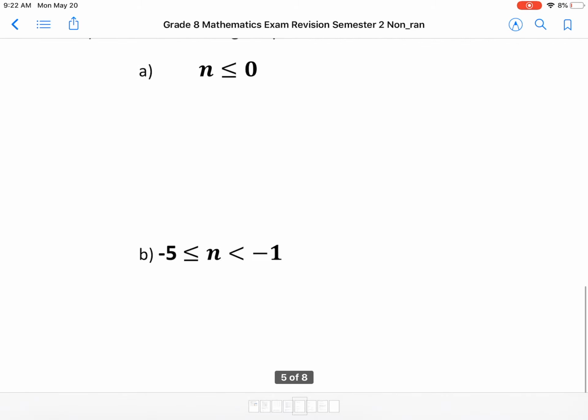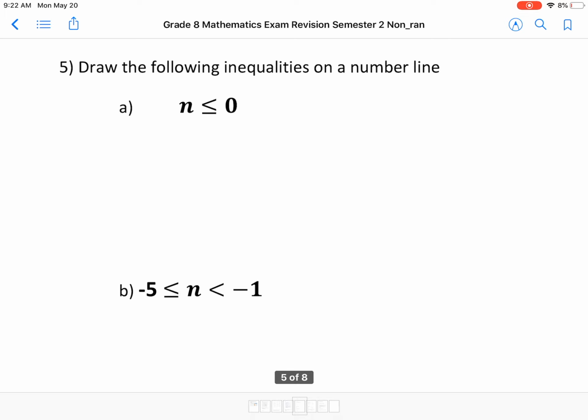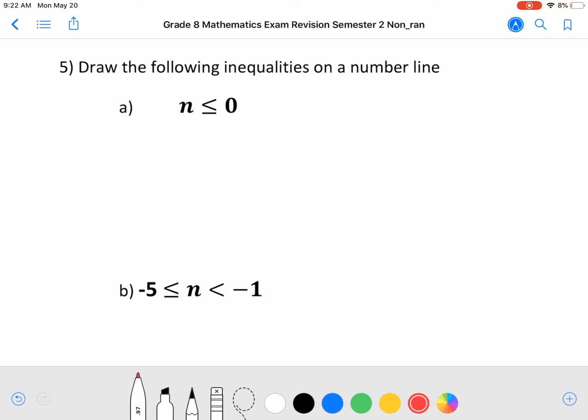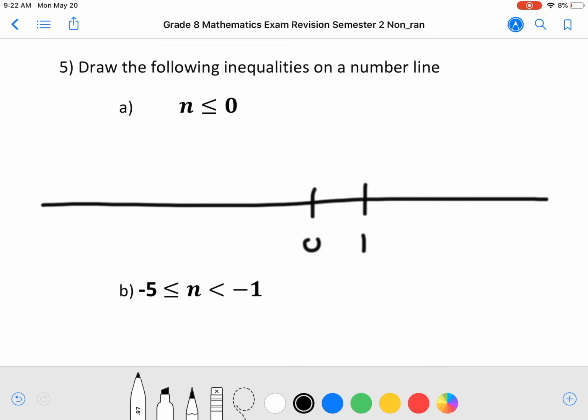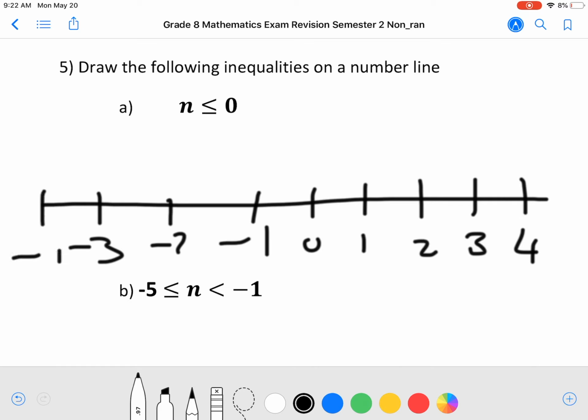Number 5 says draw the following inequalities on a number line. So the first step would be to draw the number line. We have 0, we have 1, we have 2, and 3, 4, we have minus 1, minus 2, minus 3, minus 4. If we draw the inequality on this line, because it says n is less than or equal to 0, we have a little circle here. So we know that n is equal to 0, but it must also be less than. So this is the inequality that we're drawing.